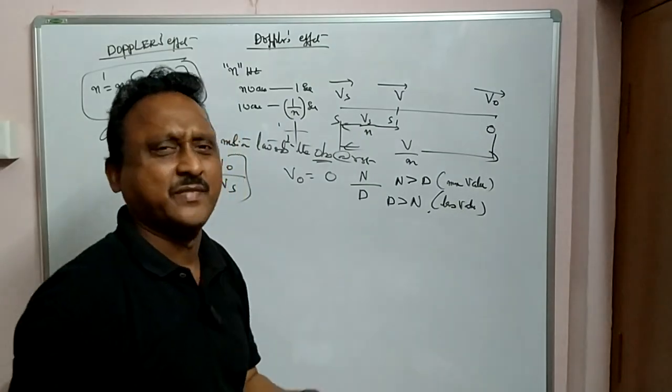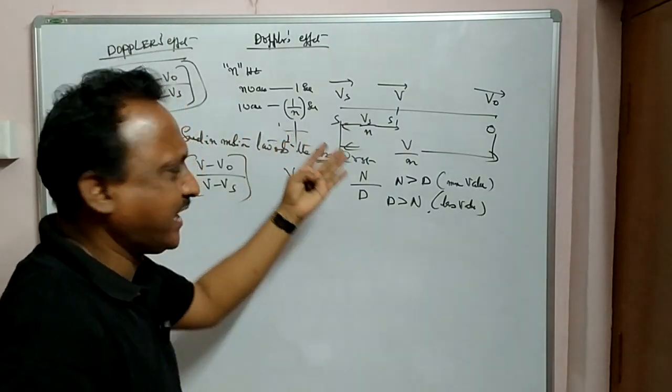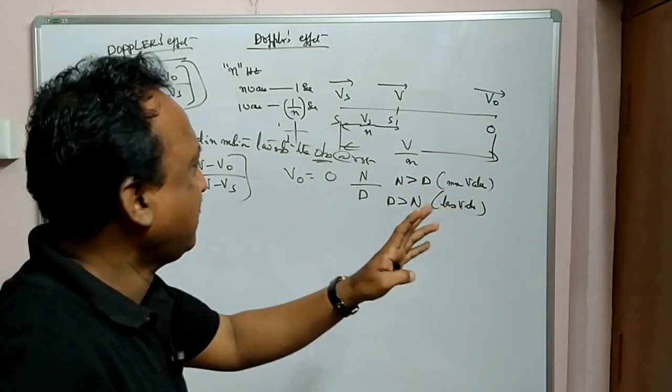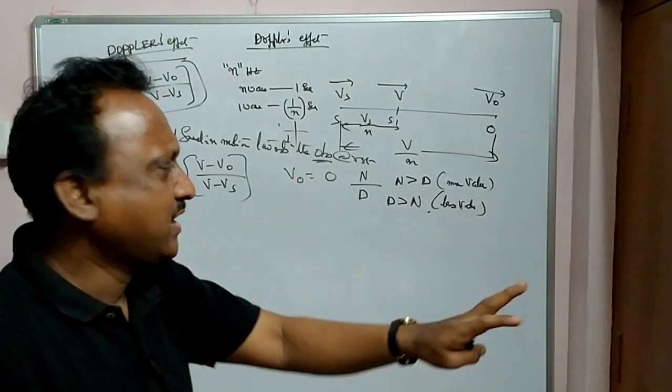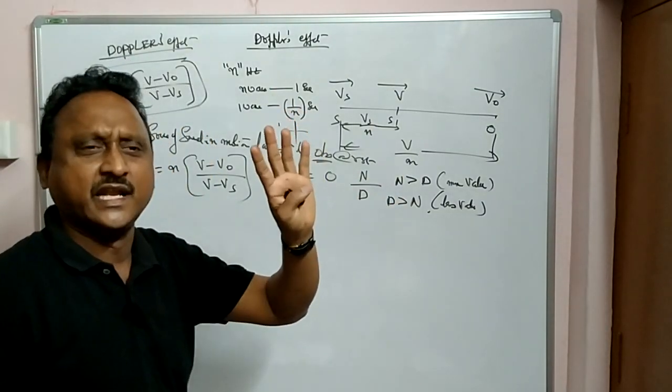I am telling an easy method to understand better the manner for more and less frequency heard by the observer. Don't follow the sign convention here. Better you follow this one, you can easily derive the equations.